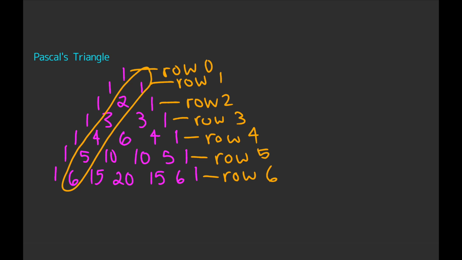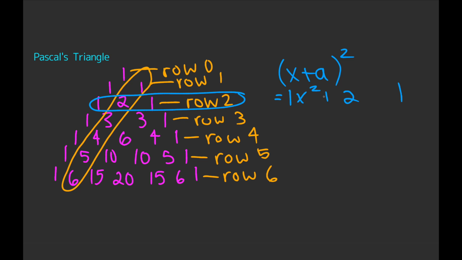If we had a binomial that was something like x plus a raised to the second power, we're going to be looking at row 2. And this binomial, when expanded, will have the coefficients 1, 2, and 1. Since this binomial is raised to the power of 2, this is actually a quadratic, which, if you know the pattern, would be x squared plus 2ax plus a squared. So notice how the coefficients match up with Pascal's triangle. And that's essentially how we're going to use Pascal's triangle.